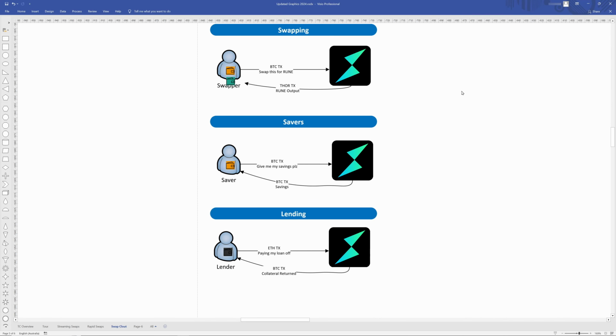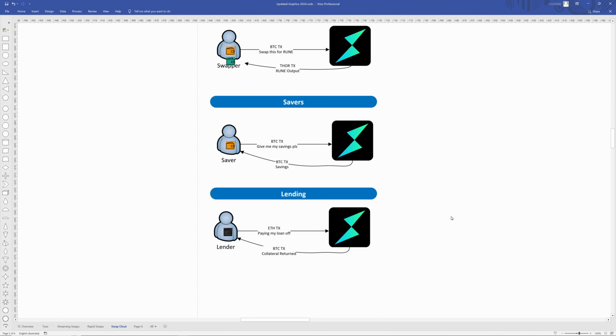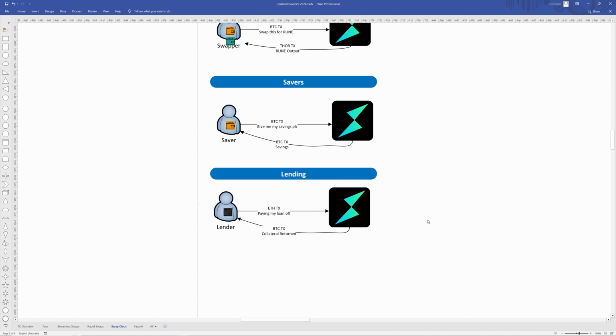So when we talk about outbound liquidity, we're saying any liquidity that leaves the network. If we're swapping, this would be the other side of a swap, where that liquidity is leaving the network. If we're withdrawing our savings, we're taking liquidity from the network and returning it to the user. And if we're paying off our loan, obviously we're getting that collateral returned, which is being withdrawn from the network. So that's all going to be subject to an outbound delay.